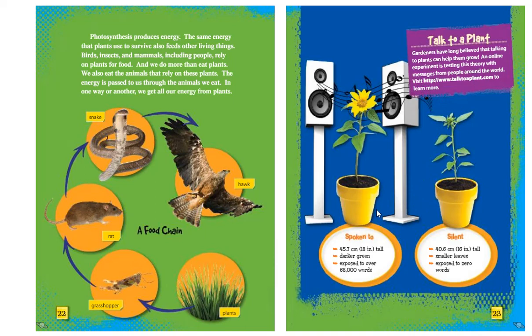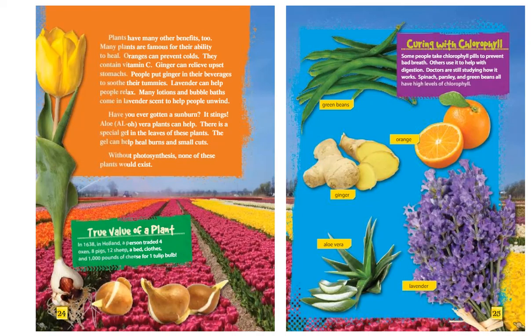So, at least according to this graphic right here, it looks like the plant that was spoken to not only grew taller and was darker green, exposed to 68,000 words, but it actually bloomed a sunflower, while the plant that was not spoken to didn't grow as high and has not bloomed its flower yet. So it looks like talking to plants, according to this particular model, can help a plant grow bigger and faster. Very interesting. Wonder why that is.